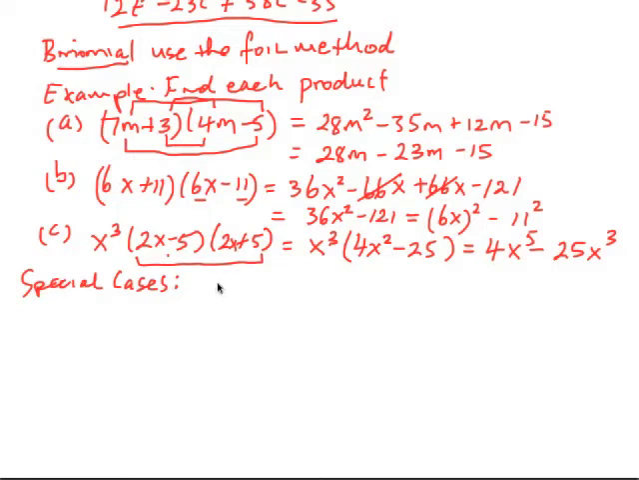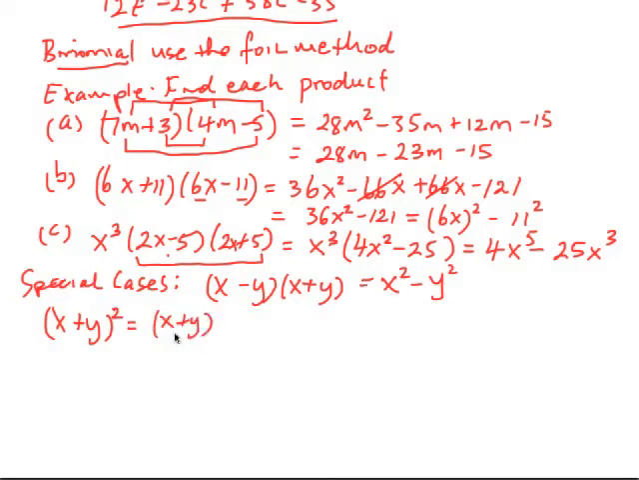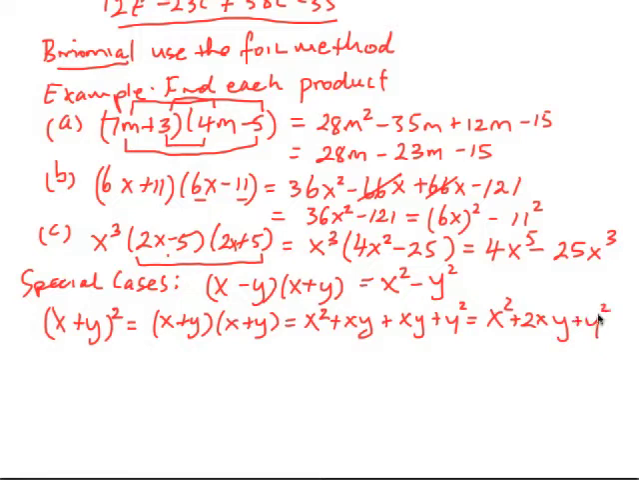First of all, we have the difference of two squares. If I have x minus y by x plus y, this comes out to be simply x squared minus y squared. That's the difference of two squares. And we also have the squared cases. What if I have x plus y all squared? That is x plus y by x plus y. And this comes out to be x squared when we FOIL it, plus xy plus xy plus y squared, which comes out to be x squared plus 2xy plus y squared.